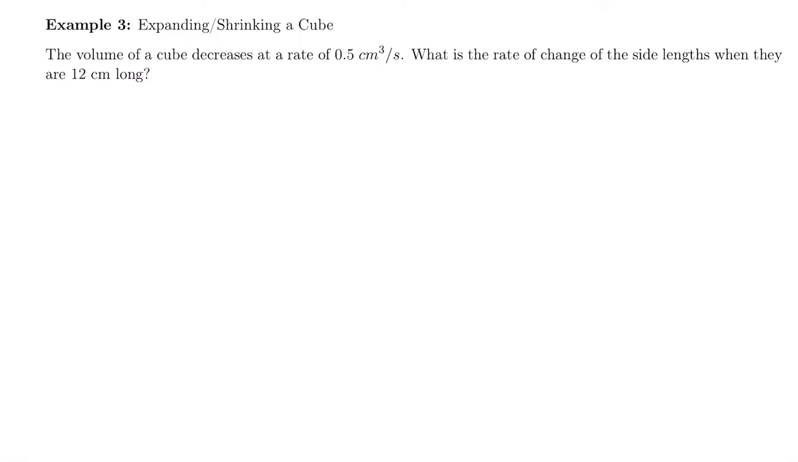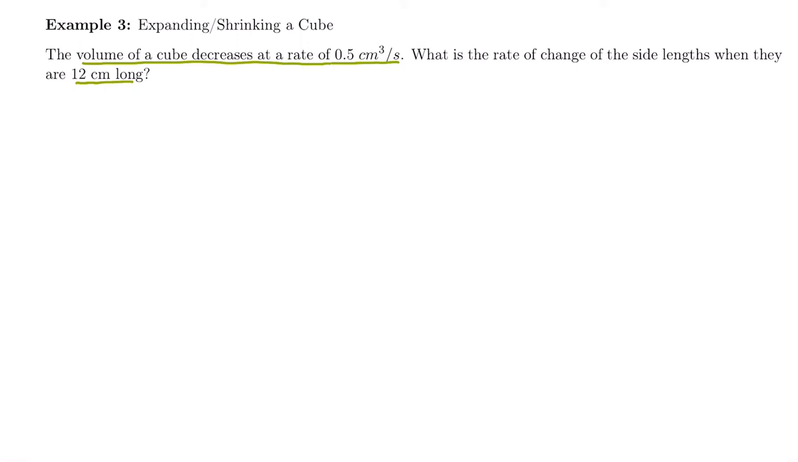So we have 2 numbers that we are given. This first number has "decreases" with it. It's also called a rate, and it has 2 units. So that's definitely one of the derivatives. We know how fast the volume's changing. How fast does the side length have to be changing?